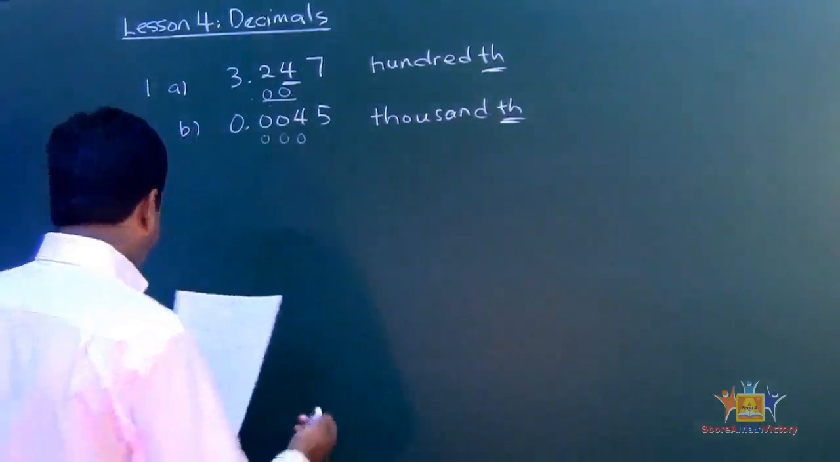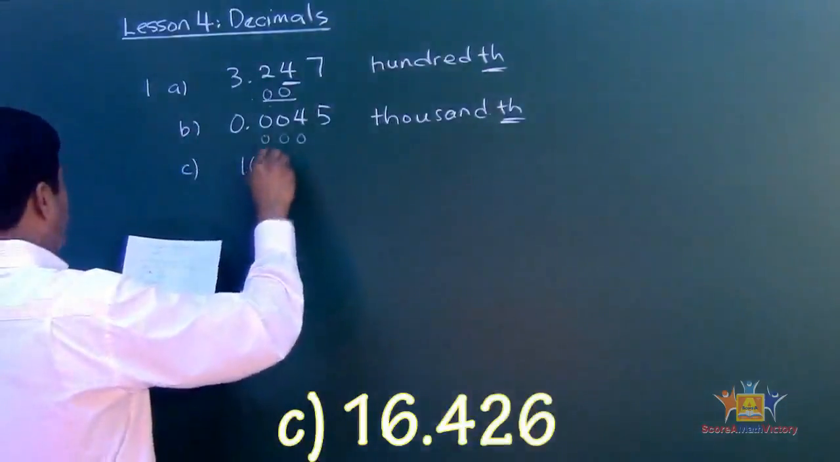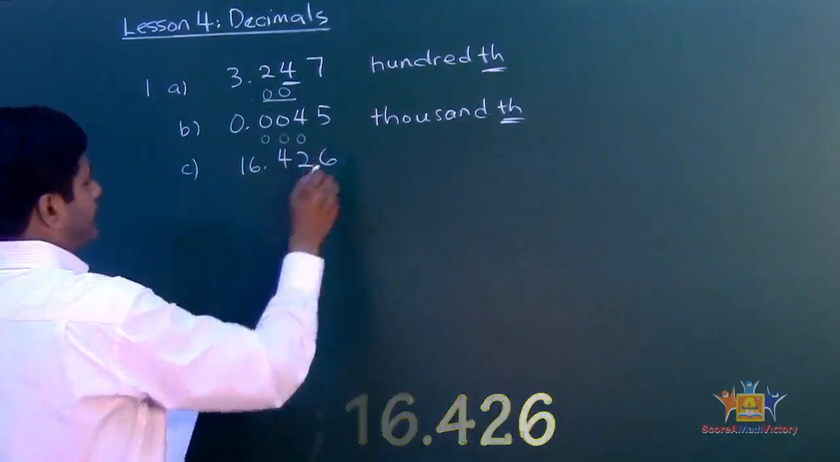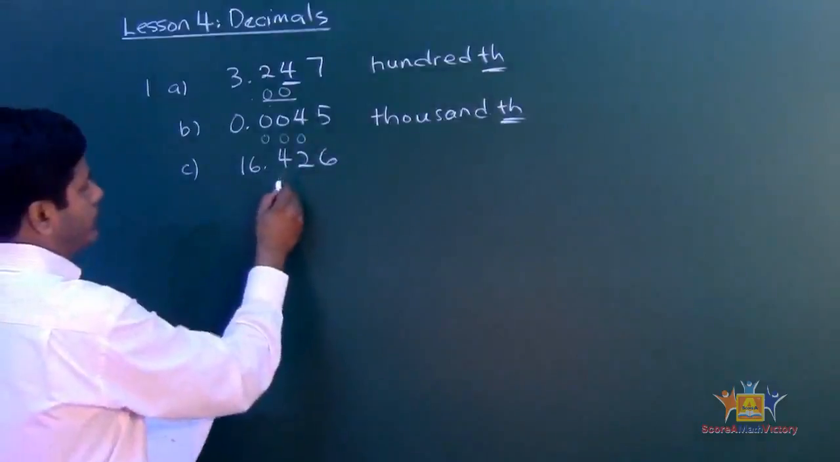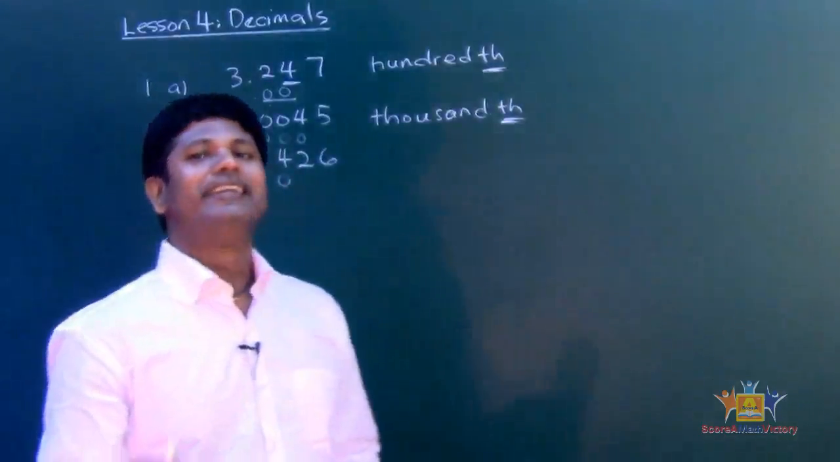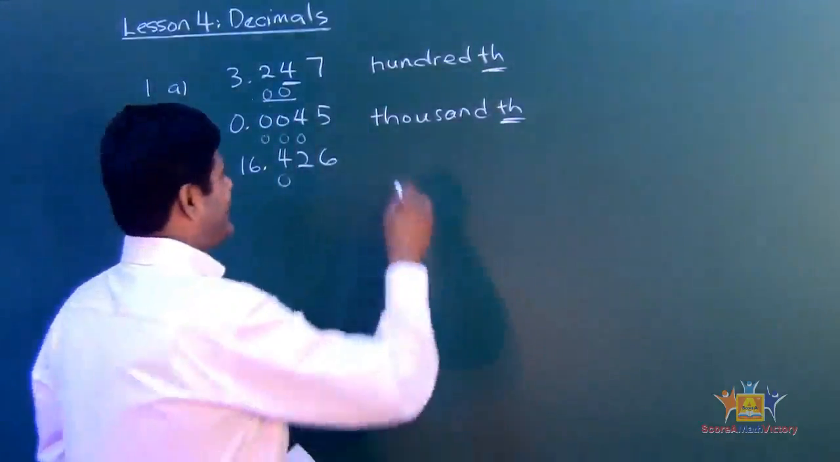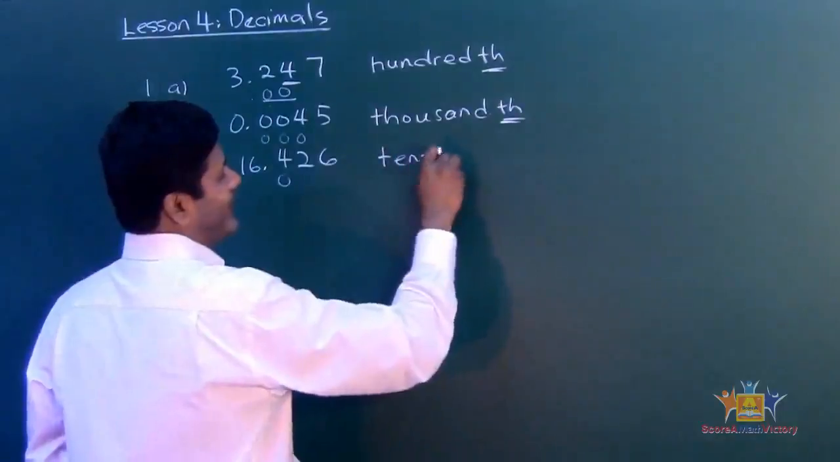All right, okay, good. Okay, C, you got 16.426. See that 4, so put 0 after the decimal. That's only one 0. What number has one 0? 10. So that means the place value for 4 is what? Tenth. All right, okay, good. Tenth.